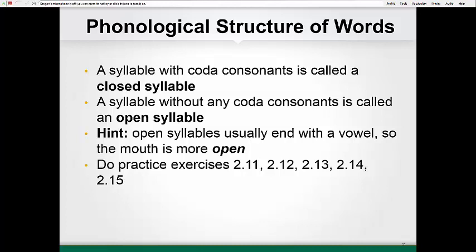One way to remember this terminology is that open syllables usually end with a vowel, and the mouth is typically more open when you make a vowel sound than when you make a consonant sound. Pause the recording here and do practice exercises 2.11, 2.12, 2.13, 2.14, and 2.15 to check your understanding. You can check your answers in the back of the book, and if you don't get the right answers, review the reading or listen again to this recording, or post a question on the discussion board to help you to understand.